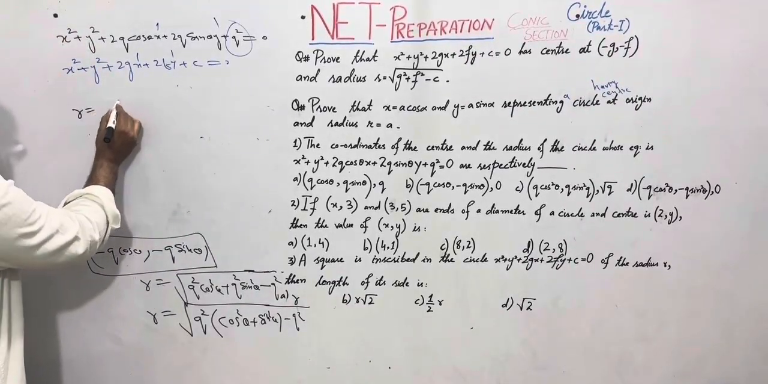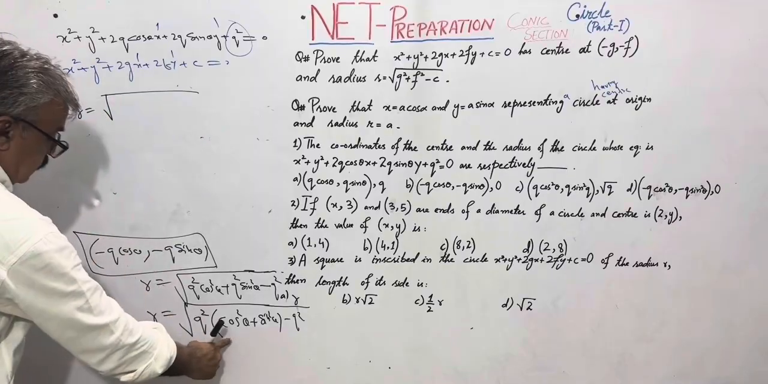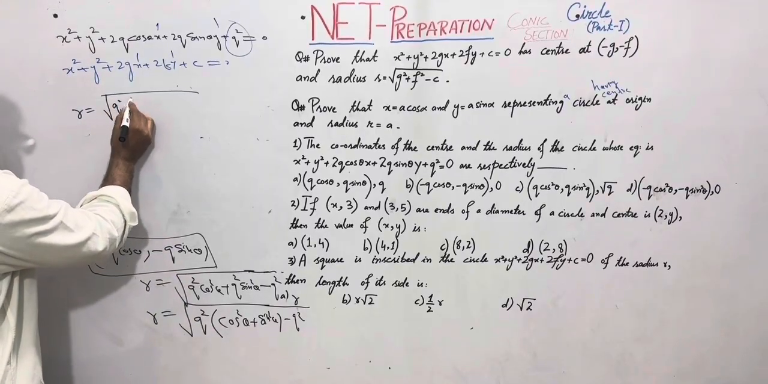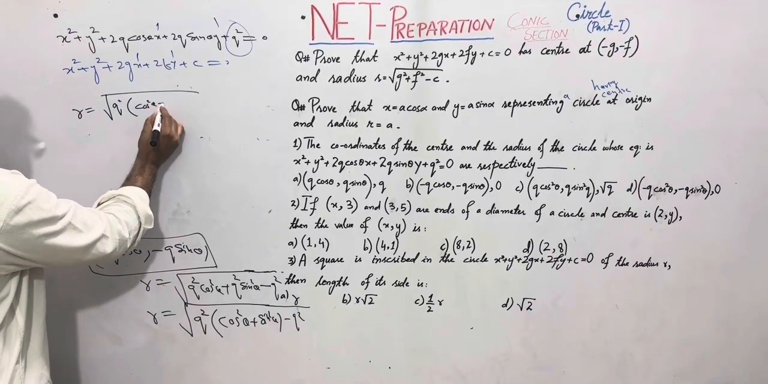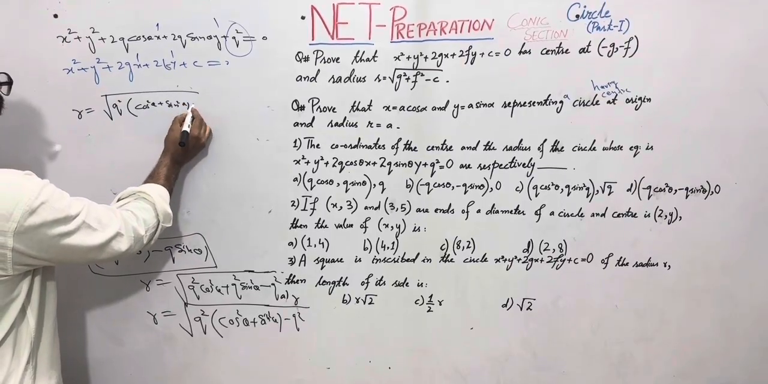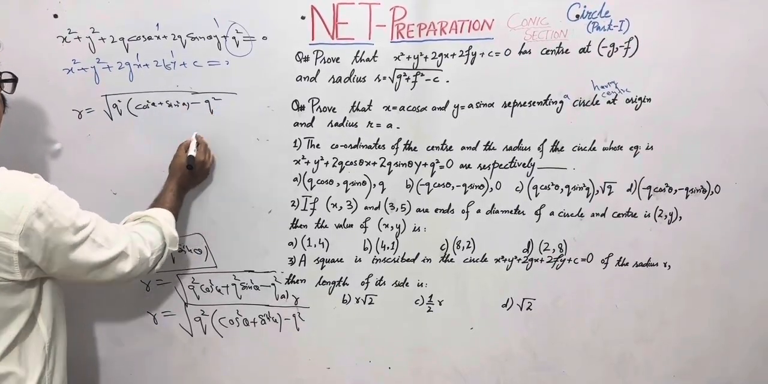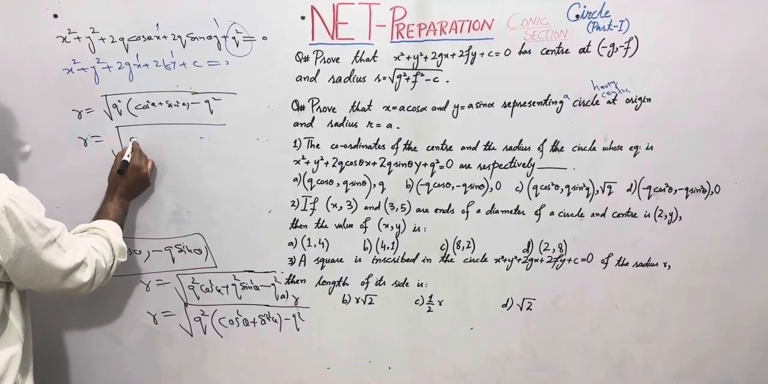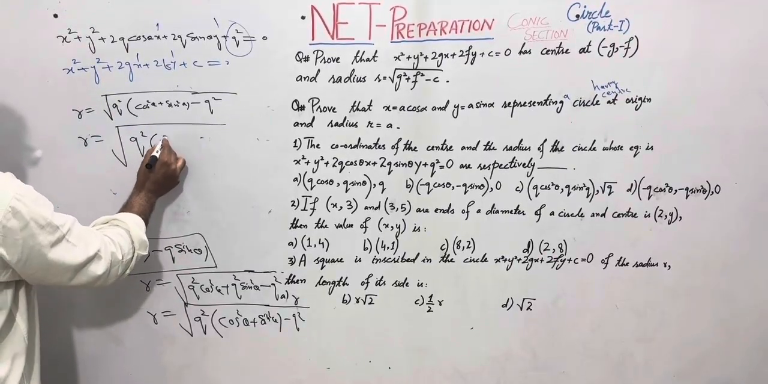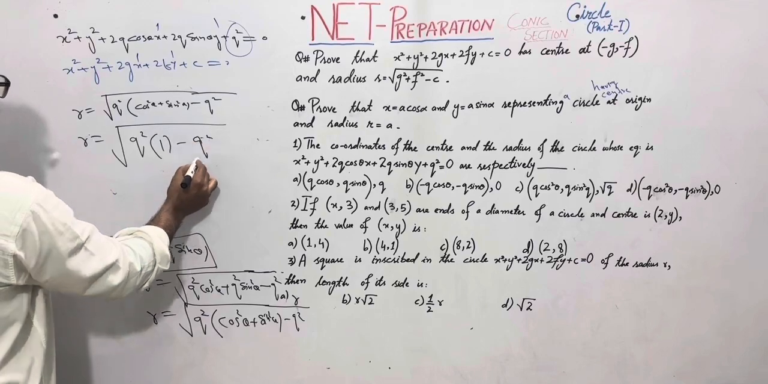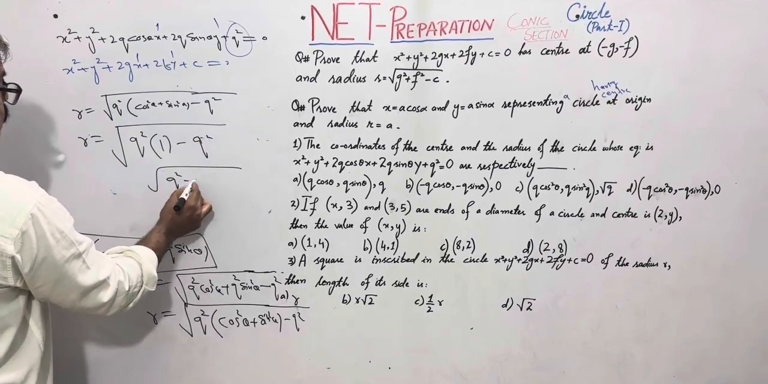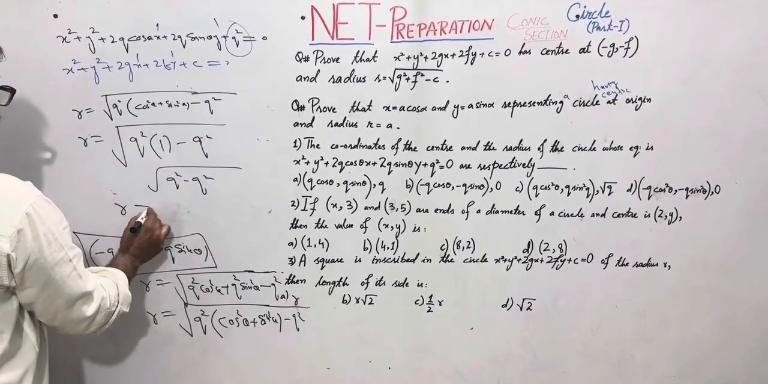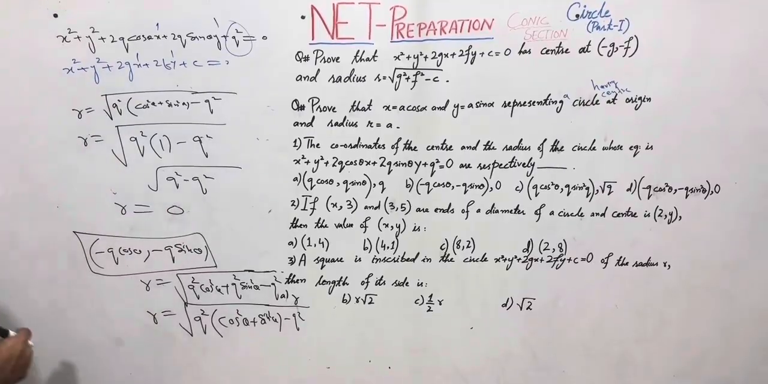Let me write this step again. r² = q²(cos²θ + sin²θ) − q². Since cos²θ + sin²θ is equal to 1, we get q² times 1 minus q², so q² minus q². So our r is equal to 0. r is equal to 0.